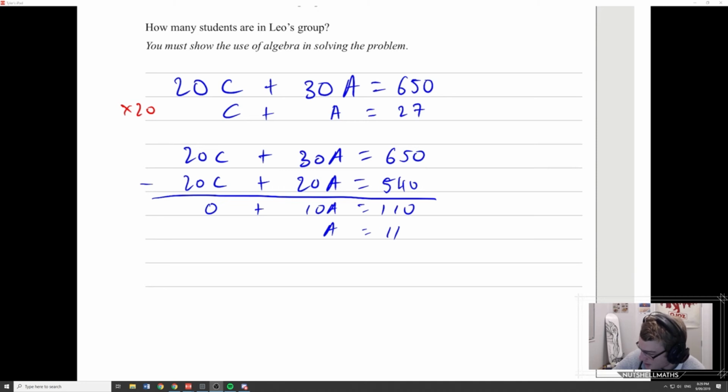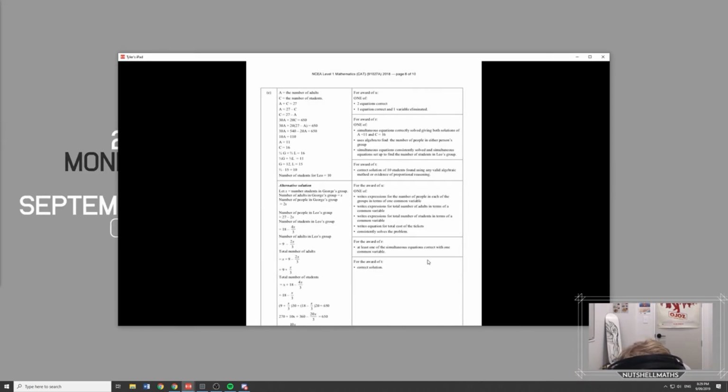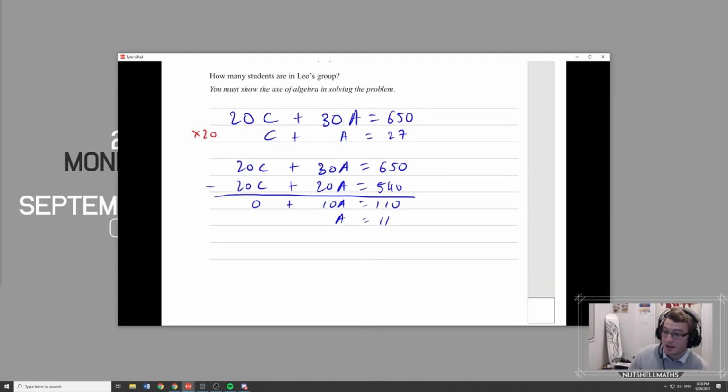That can't be right. What have I done wrong here? I genuinely did it before, but I did it slightly differently. Wait, where are my answers? I put my answers here. Oh yeah. Huh. Okay. It's right. Yeah, I was stressing myself out. The number of adults is 11, which means the number of children is 27 minus 11. No, 8. No, 16. Right, 16. So we've got 16 children and 11 adults.